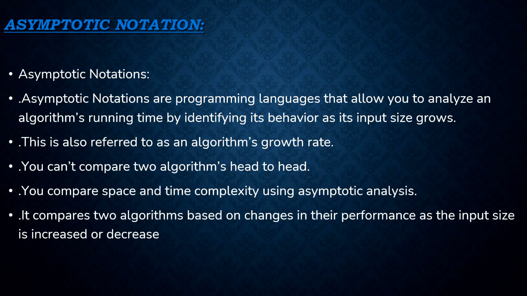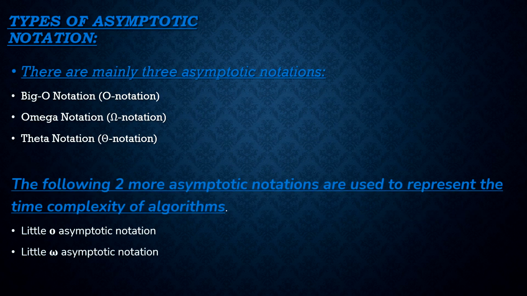Asymptotic notations allow you to analyze an algorithm's running time by identifying its behavior as the input size grows. This is also referred to as the algorithm's growth rate. It doesn't compare algorithms head to head; it compares space and time complexity. It compares algorithms based on their performance as the input size increases. Next slide: types of asymptotic notation.